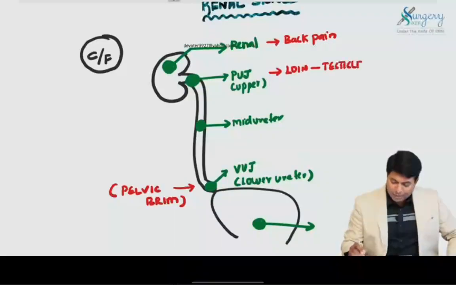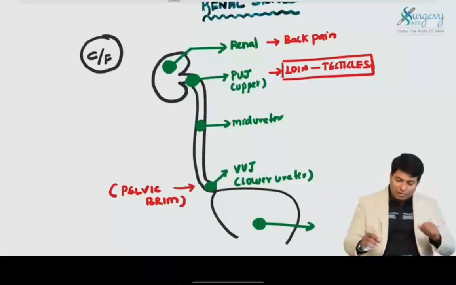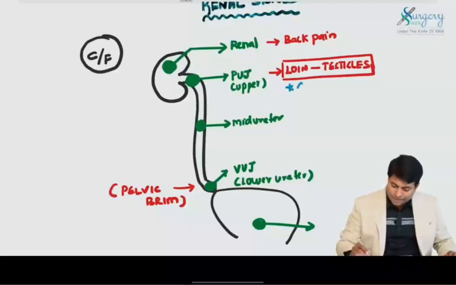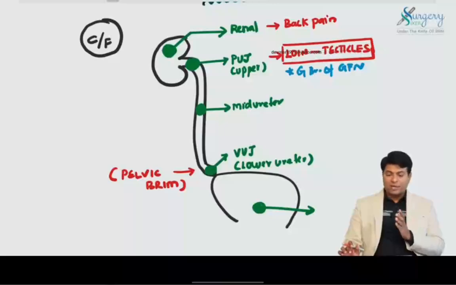Very interesting point. Loin to testicles means there is some nerve which is carrying that pain from loin to testis. Can you tell me what that nerve is? The nerve is the genital branch of the genitofemoral nerve. Please don't forget, this is an expected MCQ, already asked in exams. So the pain radiating from loin to testicles is by the genital branch of the genitofemoral nerve.